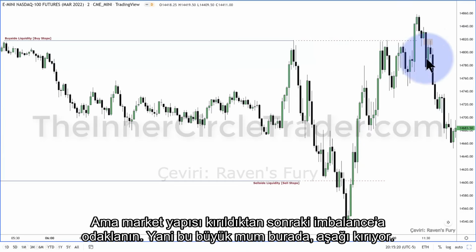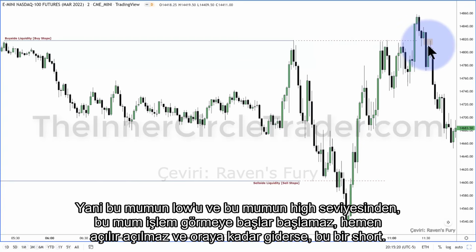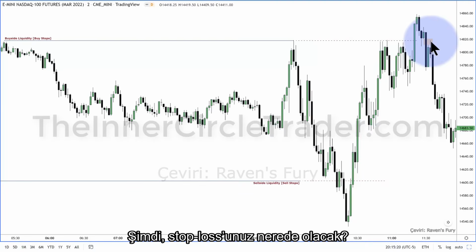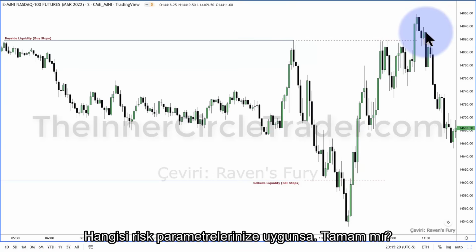So this big candle here, it breaks down. Look at the next candle. It opens and trades higher and stops right there. So from this candle's low and this candle's high, when this candle starts trading, as soon as it opens and it runs right up into that, that's a short. You can go right in there, sell short, be done. Now, where's your stop going to be? Well, you can put it above this high here, or you can put it above this candle's high, whichever your risk parameters allow for, okay?